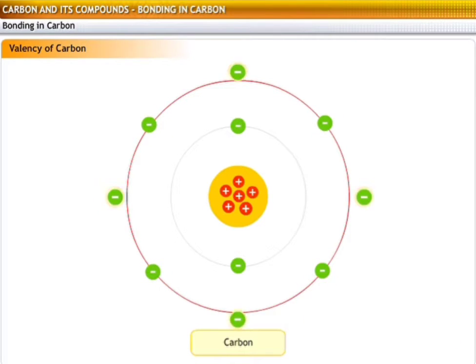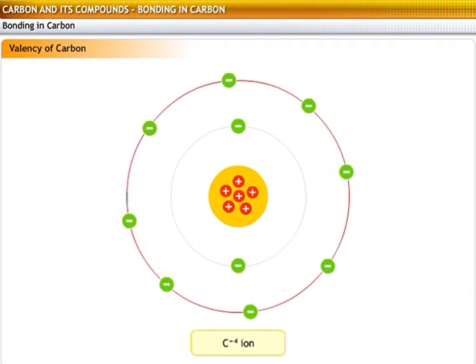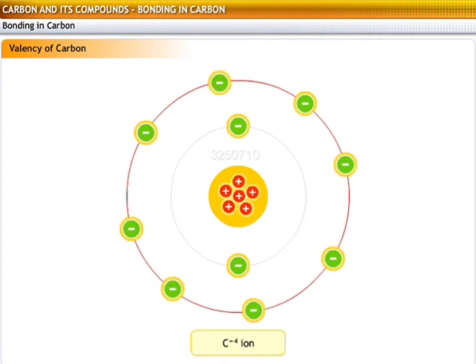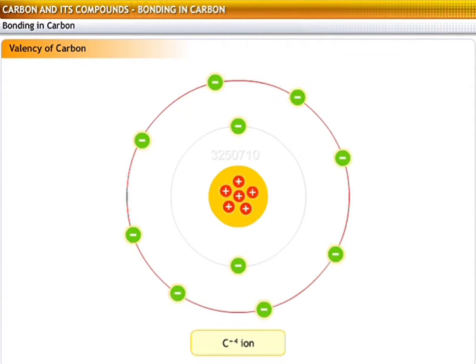Suppose carbon gains 4 electrons, it would form a C-4 ion. But carbon, being a comparatively less electronegative element than fluorine, chlorine, oxygen, etc., is unable to hold 4 extra electrons, meaning it would be difficult for the 6 protons to hold the 10 electrons.